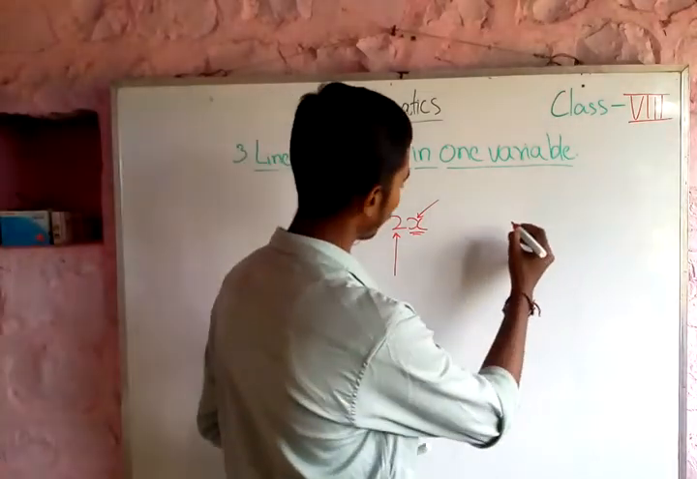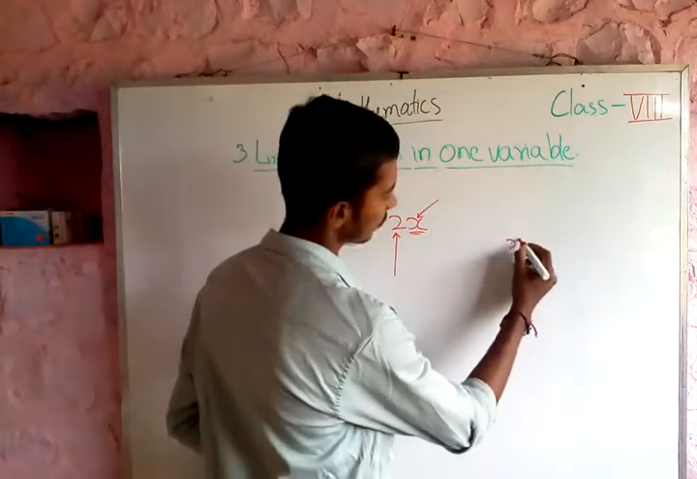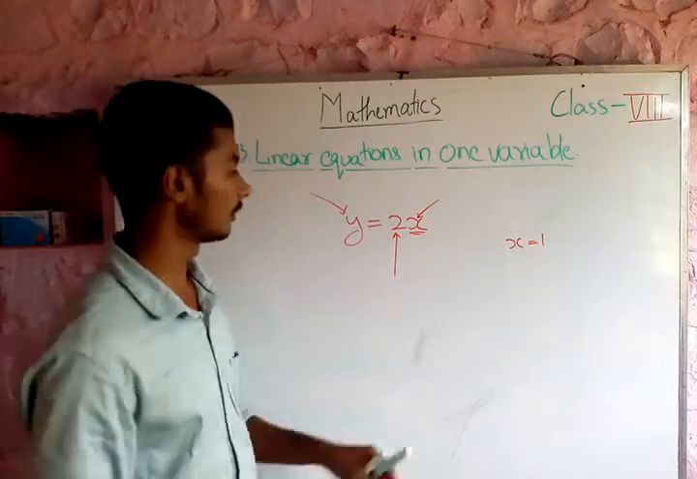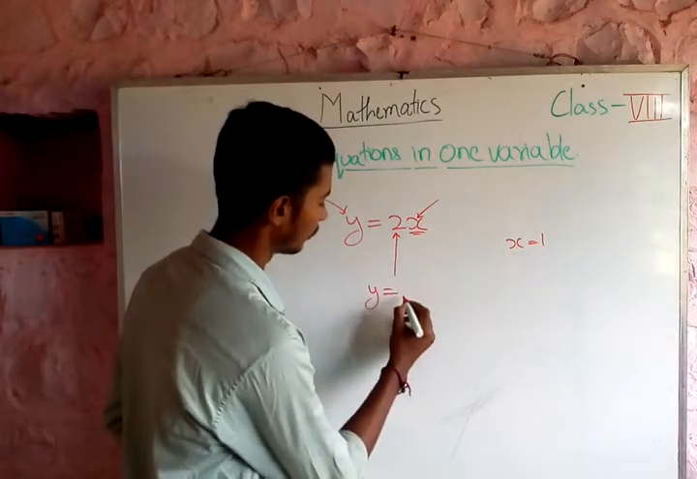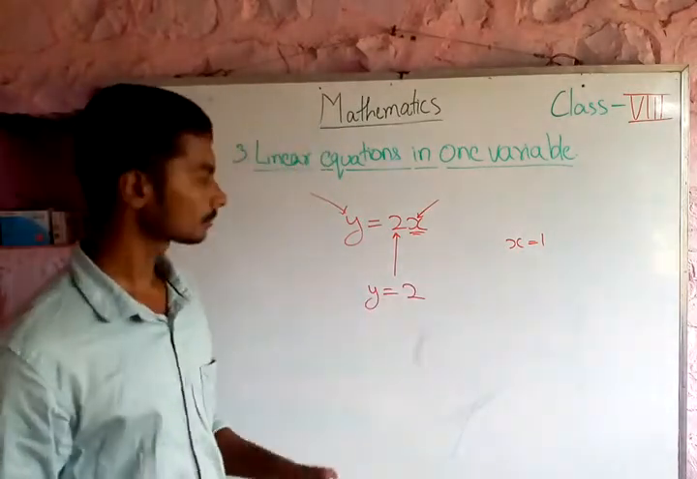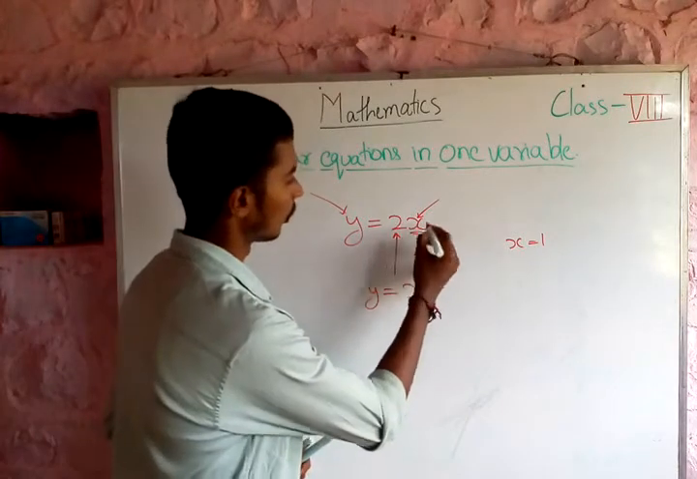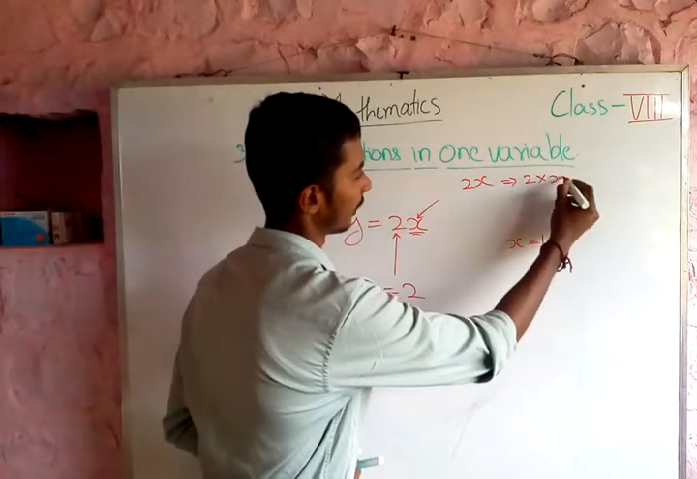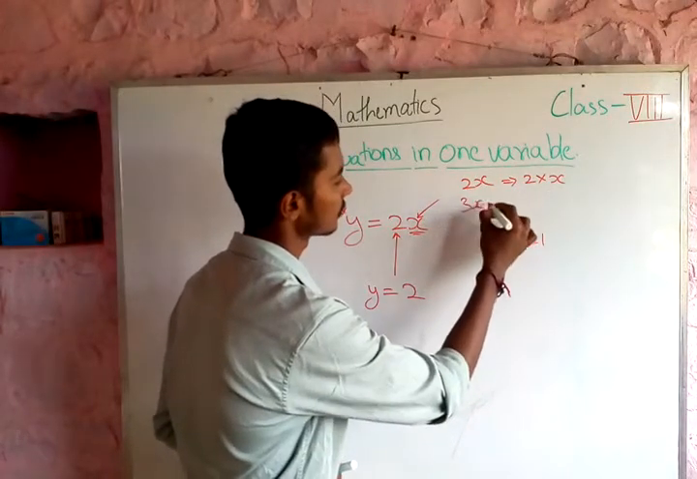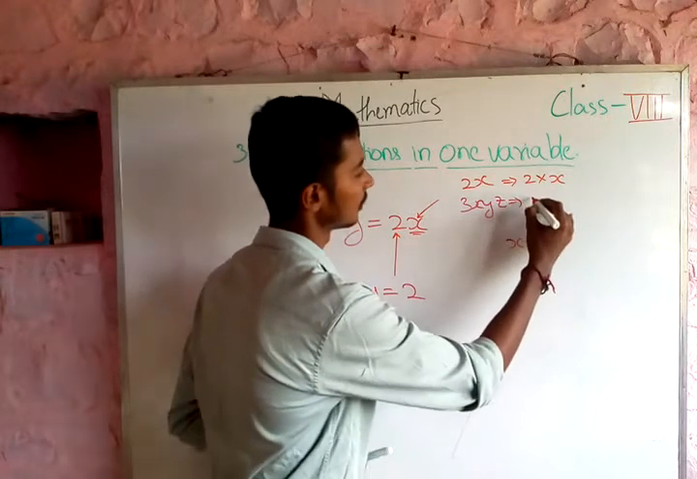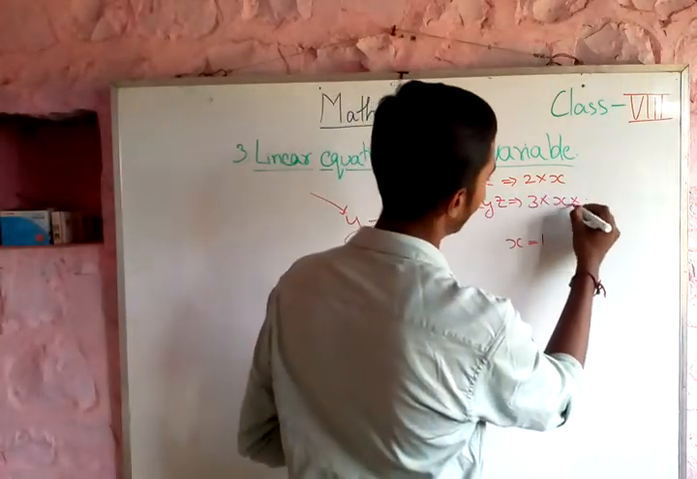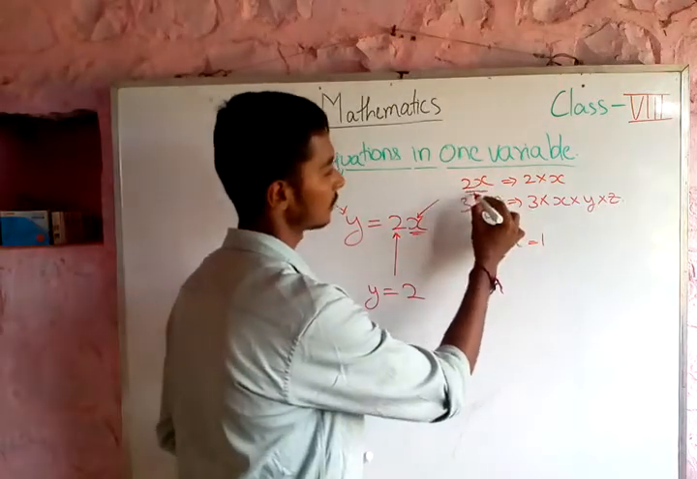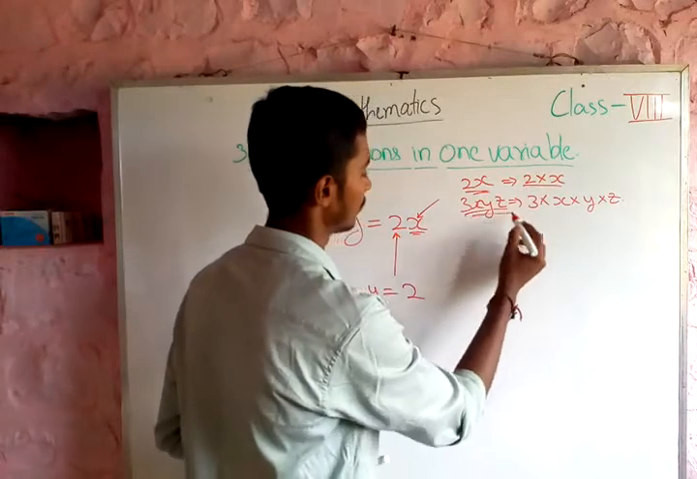Now see here, if I assign 1 to x, if I take x as 1, then the value of y will be 2. Okay, how is it? Now see, what does 2x mean? 2x means 2 into x. And what does 3xyz mean? It means 3 into x into y into z. Okay, so this is the simpler way of representation.